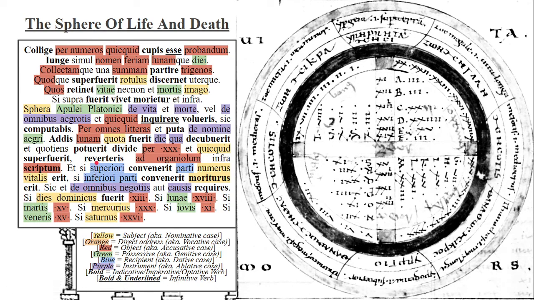Those are the texts. Now, what do they mean? We'll start with the poem because, first of all, it's fun for me that you've got a magical poem that goes along with this. And anyway, so collige per numeros quicquid cupis esse probandum. Collige, gather, per numeros, through the numbers, quicquid cupis esse probandum.